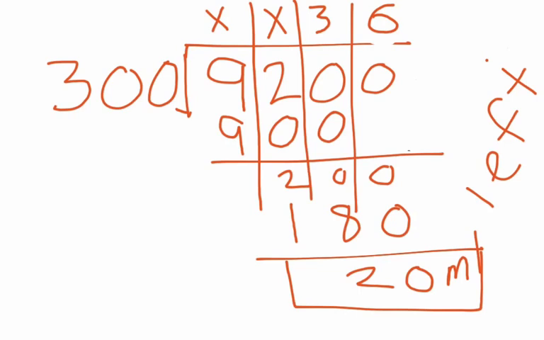So 9,200 divided by 300, I've done the algorithm for you here. 300 goes into 920 3 times. I have 20 left over. I bring down the 0, 200. 300 goes into 200.